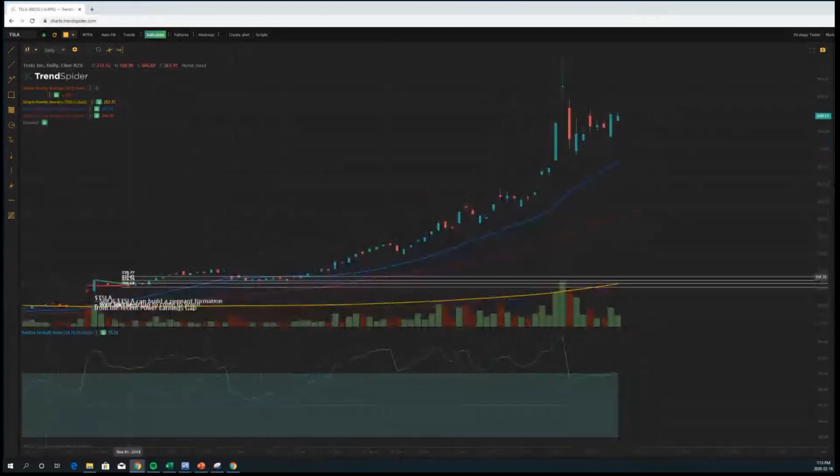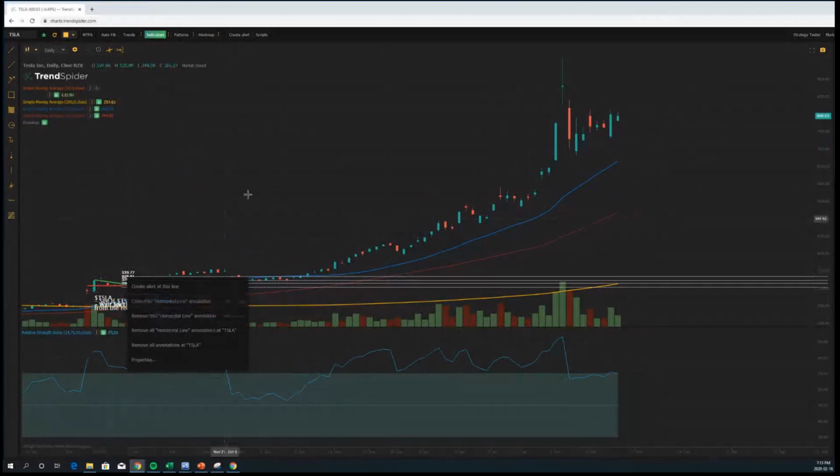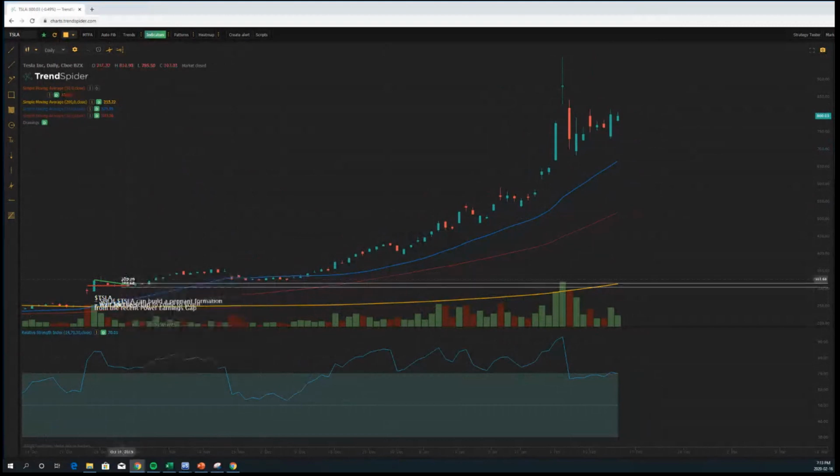We'll delete this stuff here. This is way back when, could have made 300% on it. We won't talk about that. I'll just get rid of these previous lines to get the noise off the chart.